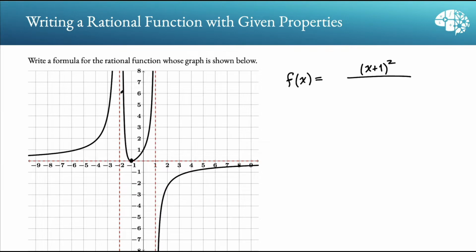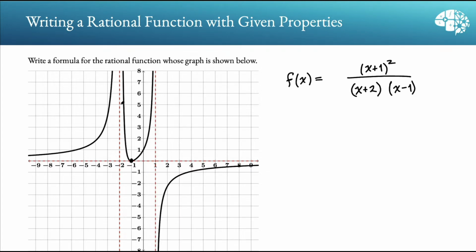Since x equals -2 is a vertical asymptote, that means x plus 2 will be a factor. And since x equals 1 is a vertical asymptote, that means x minus 1 will be a factor as well. However, we need to look at the exponents of these as well.